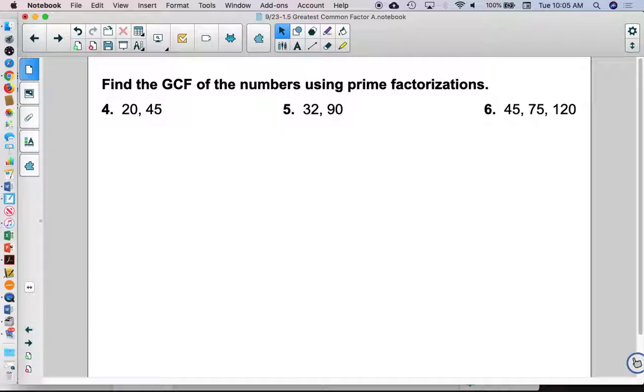I should have said do number 4 using prime factorization, because that is what it says. Yep, you're right. And she's still using it, isn't she? Yeah.